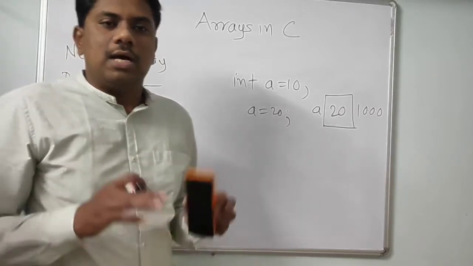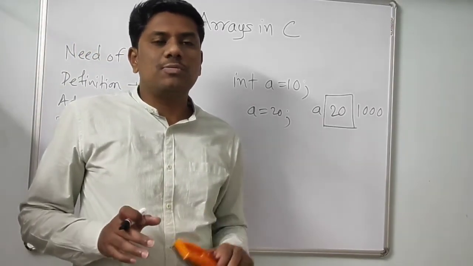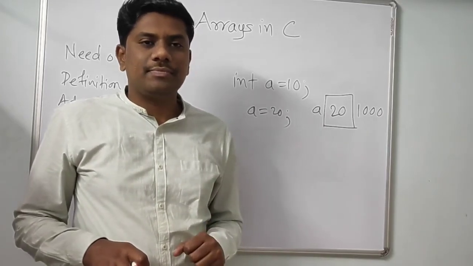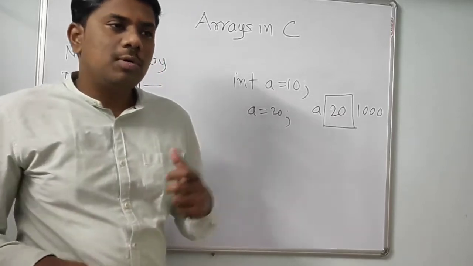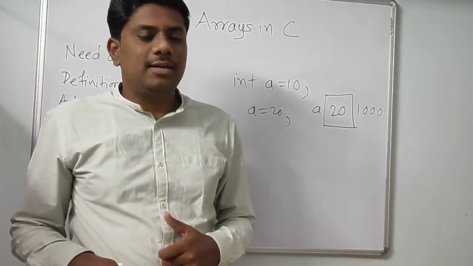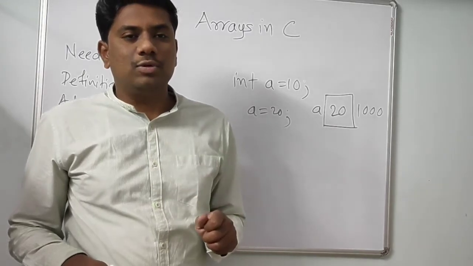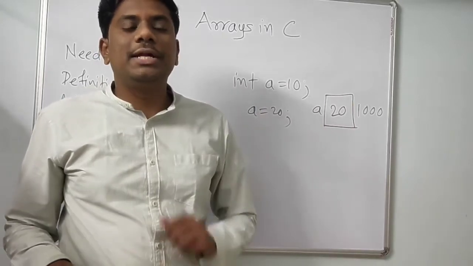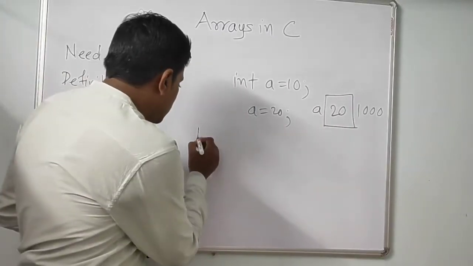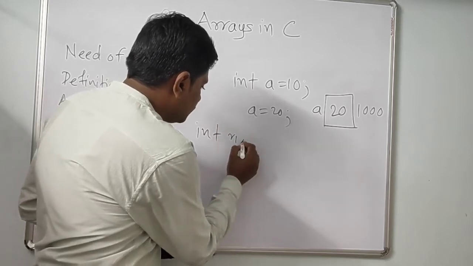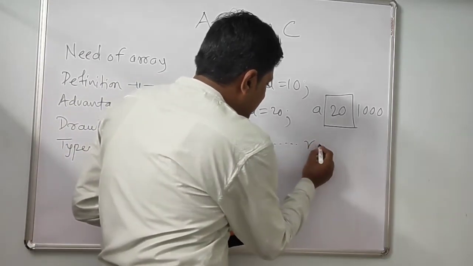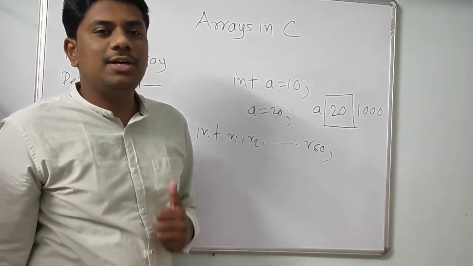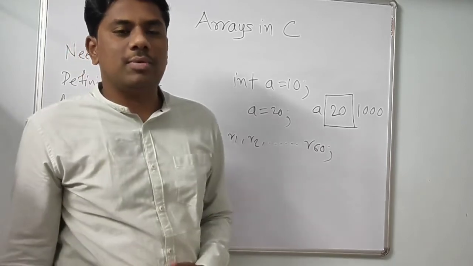Now suppose I want to store roll numbers of 60 students of my class, and suppose roll numbers are integer values. Then what do I need to do? I need to construct 60 individual integer variables. Like this, I need to declare 60 individual integer variables to hold 60 roll numbers.